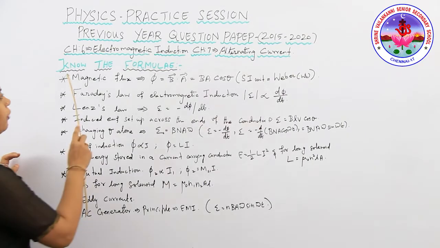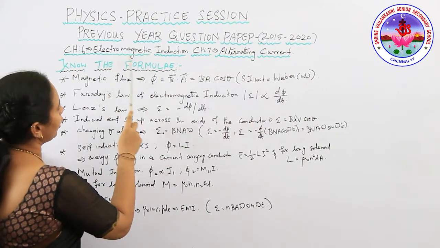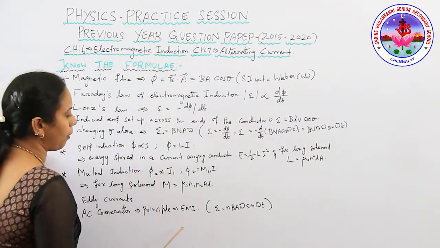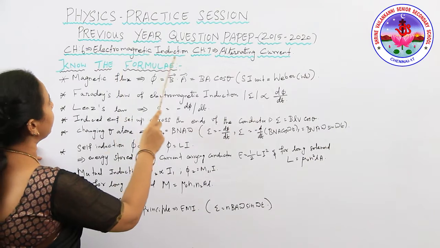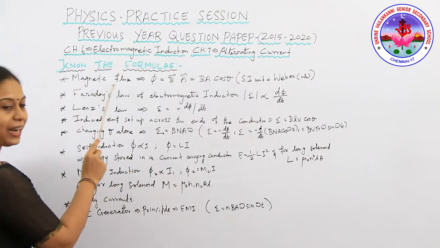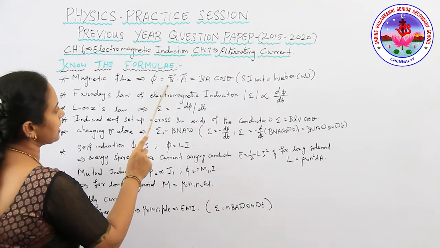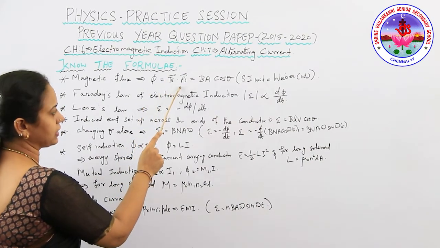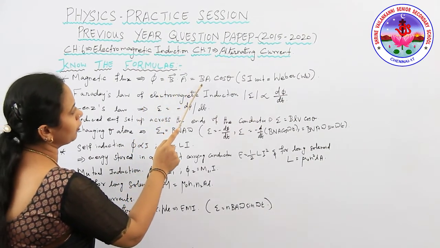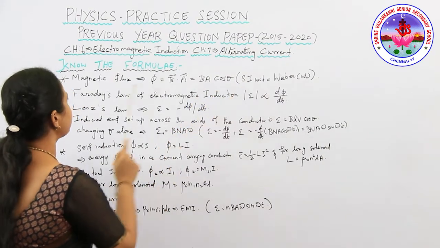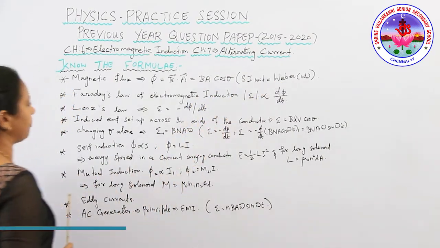Yes students, know the formulae from electromagnetic induction. See, these are all the formulae from electromagnetic induction. First one is magnetic flux. Magnetic flux is denoted by phi, which is equal to B vector dot A vector, that is equal to BA cos theta. The SI unit of magnetic flux is Weber.